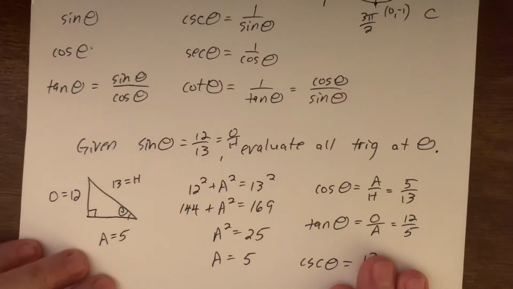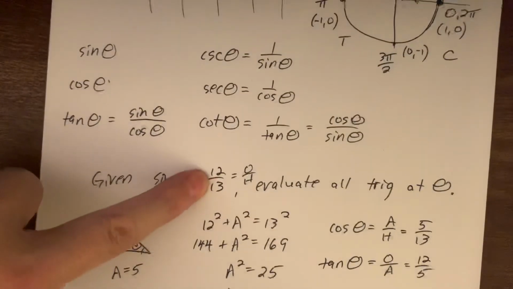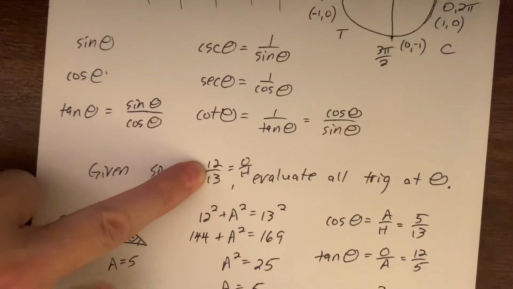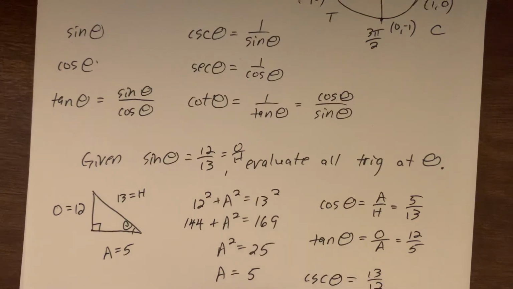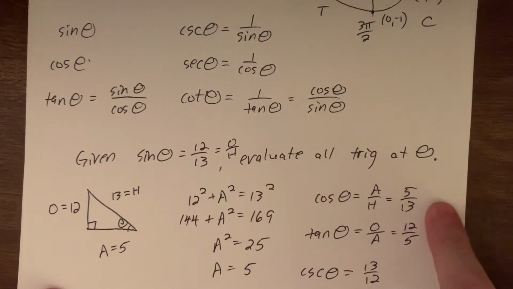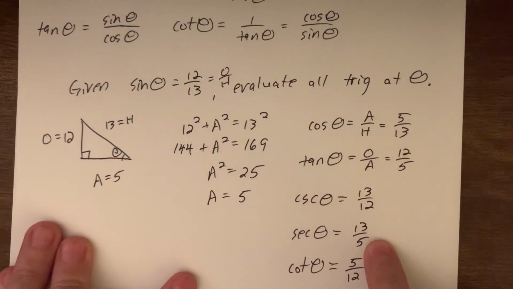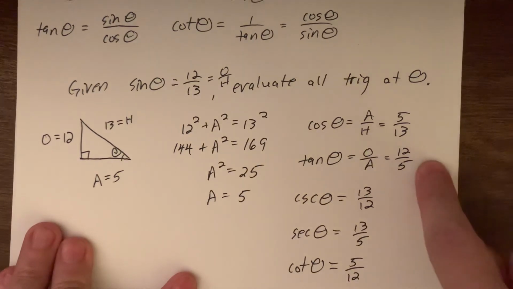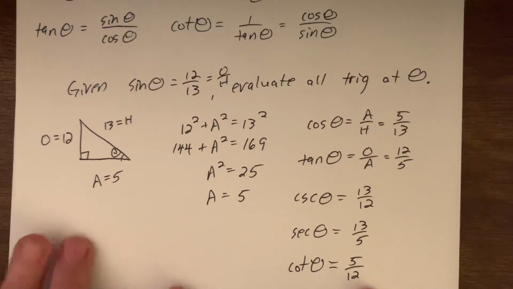And then the remaining 3 are all the flips, the reciprocal trig functions. Cosecant flips sine: 1 over sine, 1 over 12 over 13 gives me 13 over 12. Secant, I'm taking 1 over cosine, so 1 over 5 over 13 gives me 13 over 5, and then cotangent, I'm doing 1 over tangent. So 1 over 12 over 5 gives me 5 over 12.